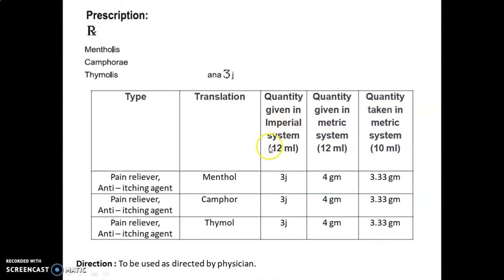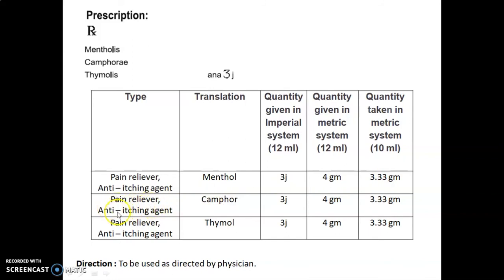Quantity given in the imperial system in Latin terminology for 12 ml, quantity given in the metric system to prepare up to 12 ml, and the quantity taken in the metric system to prepare up to 10 ml. So we have menthol as a pain reliever, anti-itching agent. Quantity given in imperial is Drachm J, meaning 4 gram. The quantity taken in the metric system to prepare up to 10 ml is 3.33 gram.